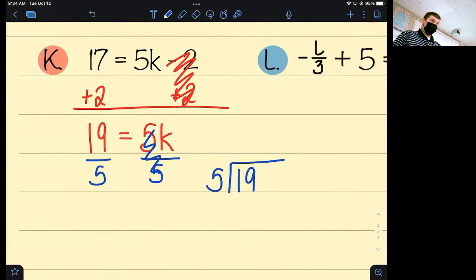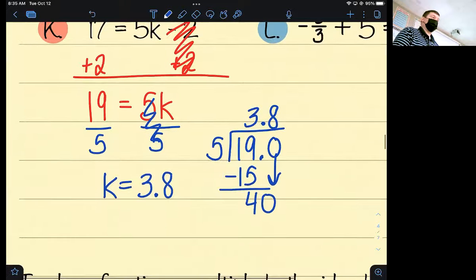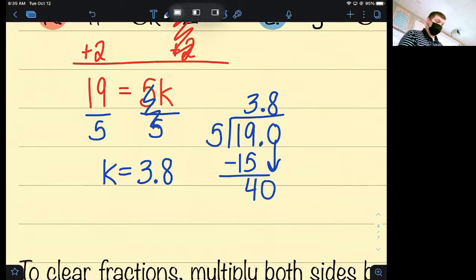Branson, how many times did you say 5 goes into 19? 3 times. What is 5 times 3? Okay. We subtract and we get 4. So option number 1, put a decimal point, second decimal point, drop a 0 down. How many times 5 go into 40? Exactly 8 times. Make your answer 3.8. That's option 1. That's not very difficult, but that's one of your options.